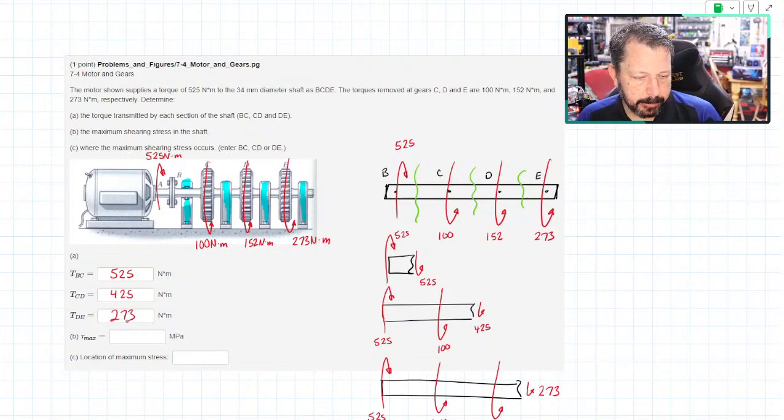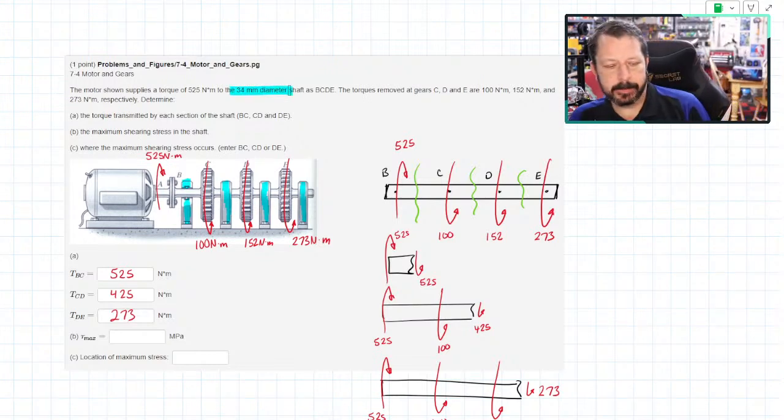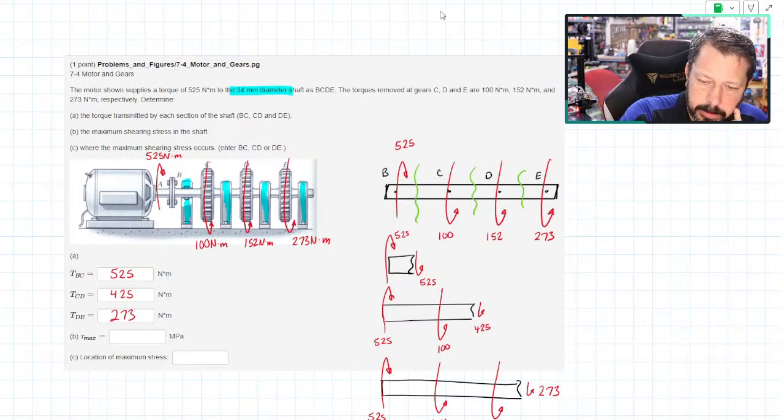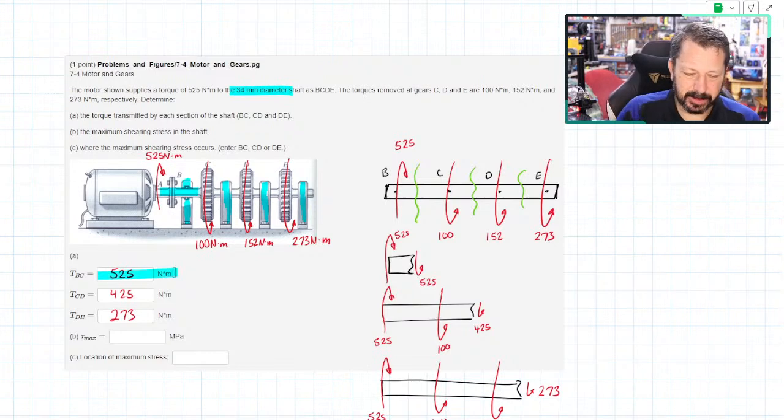Part B, the maximum shear stress in the shaft. Here they told me it's a 34 millimeter diameter shaft. They didn't tell me a radius, internal radius, or hollow or anything. So we're going to assume it's solid and that 34 millimeters is the outer diameter. So the maximum shear stress is going to occur on the surface, and it's going to occur in the section that has the highest torque. So it's going to occur in this first section here. That's where we had the 525 Newton meters of torque.